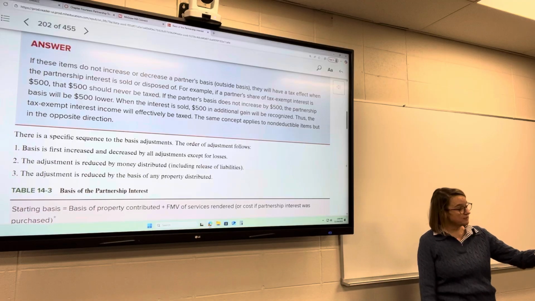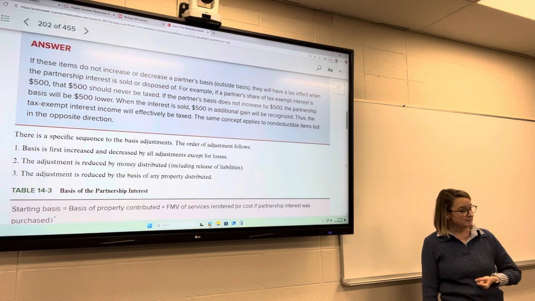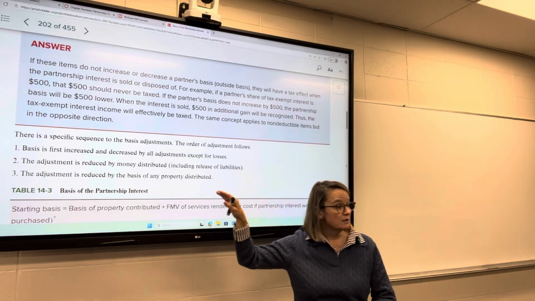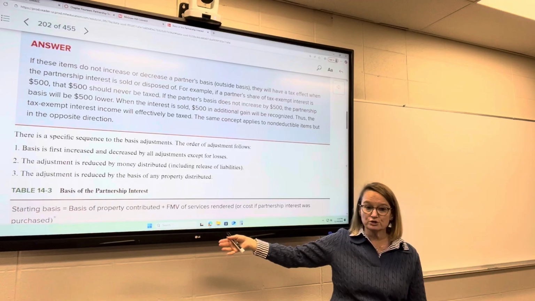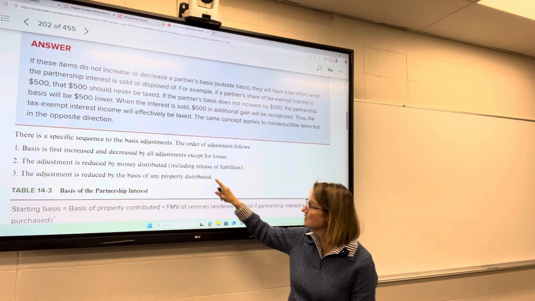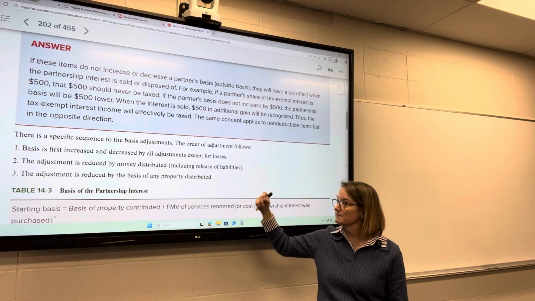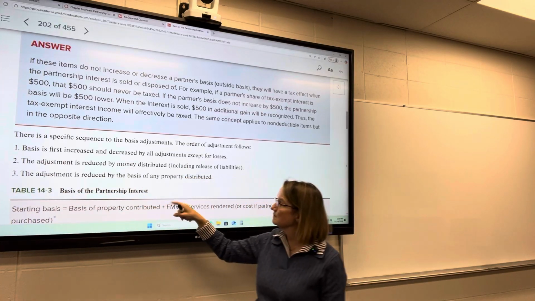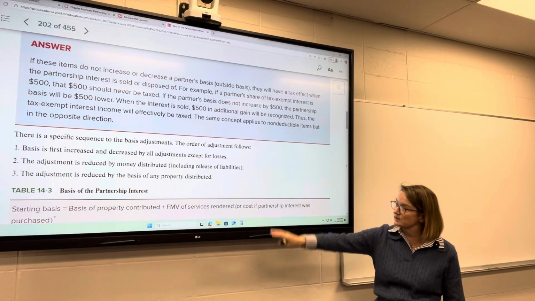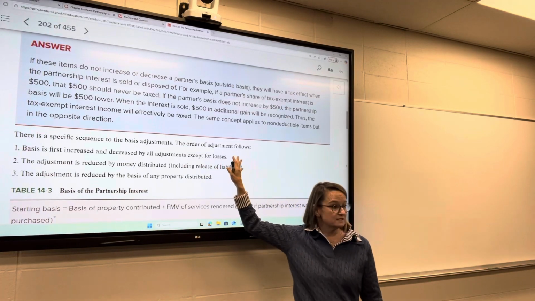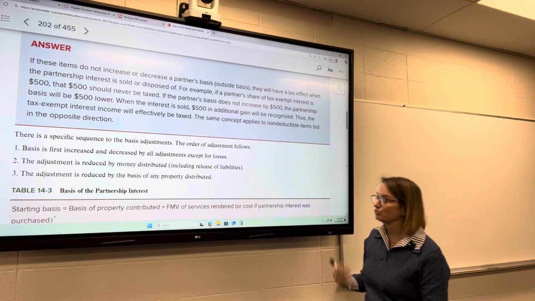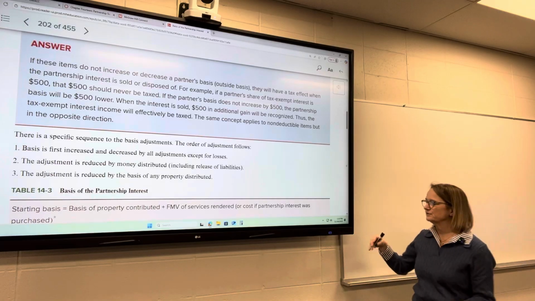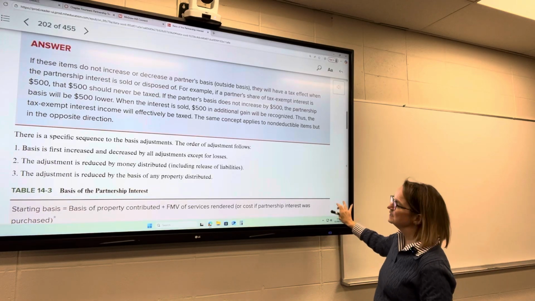Then the adjustment is reduced by any money that was distributed. So if the partner received a payment from the partnership, that's money that's distributed. Or if they are no longer responsible for some liability within the partnership, that also would be considered a distribution. So that would be the second adjustment that we make to our basis. Third, the adjustment is then reduced by the basis of any property distributed, so like a truck or a building or something like that that's transferred from the partnership to the individual.